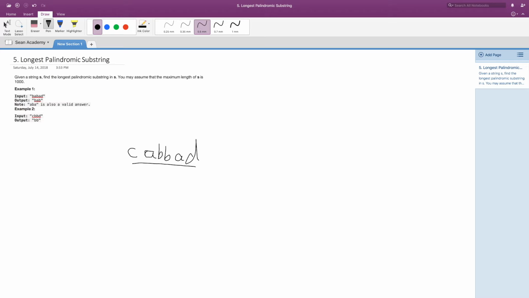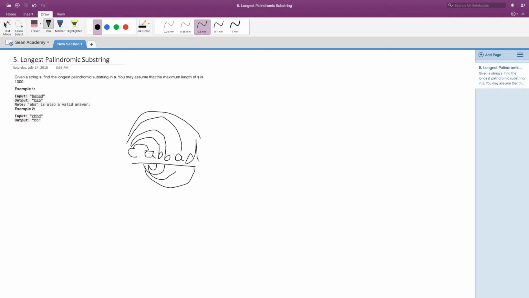So for solving this problem, first I think we can try to come up with every possibility of the substring. That is, say A, say B, say BB, say BBA, say BBAD, and AB, ABB, ABBA, ABBAD, and so on.